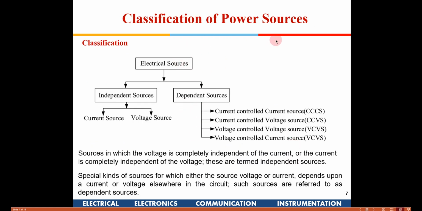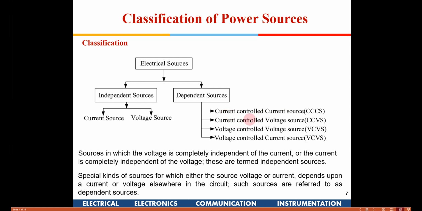Now this is the classification of power sources. Electrical sources can be classified into independent sources and dependent sources. Independent sources we have just discussed, the current source and the voltage source. There is something known as a dependent source also. There are again 4 types of dependent source. One is the current controlled current source. That means essentially it's a current source, but the value of the current depends on the value of the current in some other portion of the circuit.